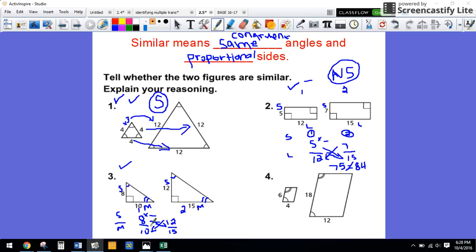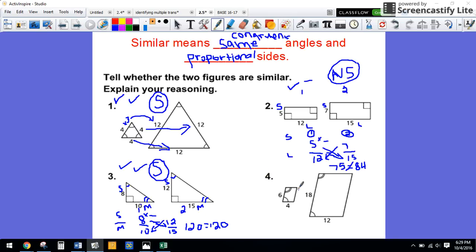Okay, so 10 times 12 is 120. And let me plug this into my calculator here. 8 times 15 is 120. So these are equal to each other, which means this proportion worked, which means my sides are proportional, which means there is a scale factor. So go ahead and write that this one is similar. Okay, I want you guys to pause and try number 4 on your own, please.